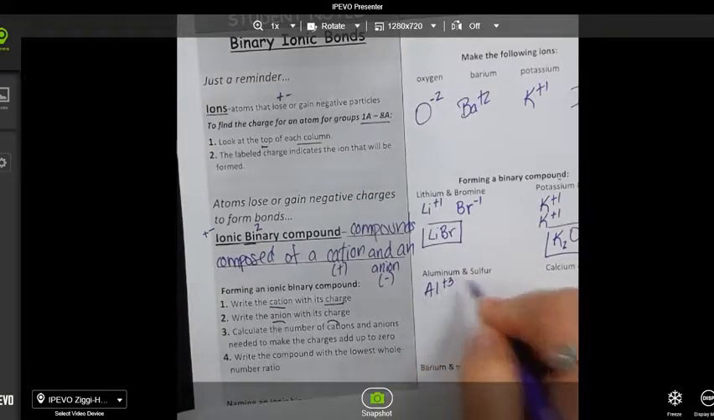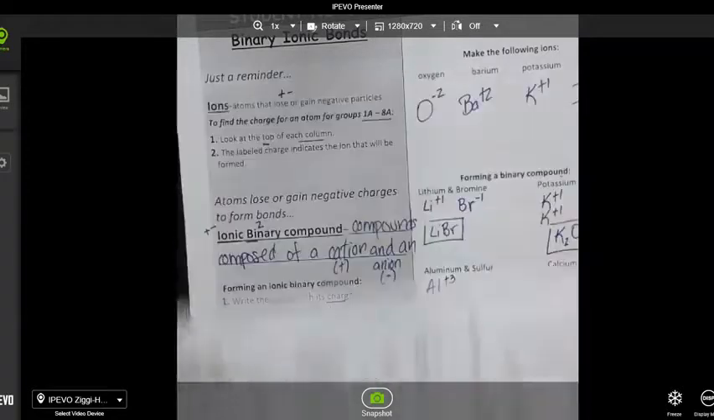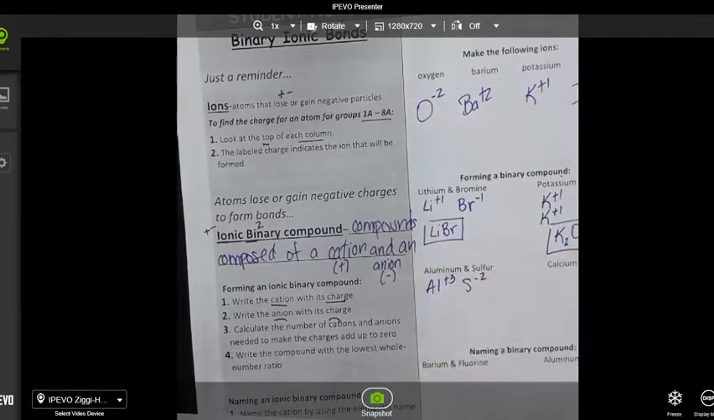Al plus 3. Sulfur is over here, a member of group 6. So sulfur is minus 2. Okay, so like I said, we cannot change the charges. Once we have the charges written down, we cannot change what they are. I can't change this to a negative 3. I cannot change this to a positive 2.